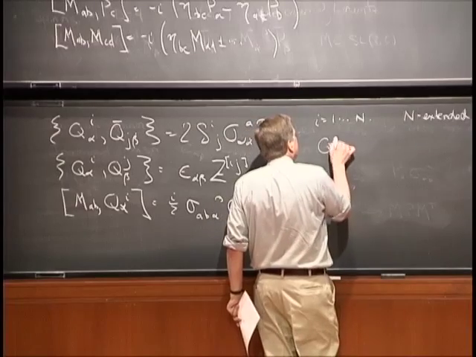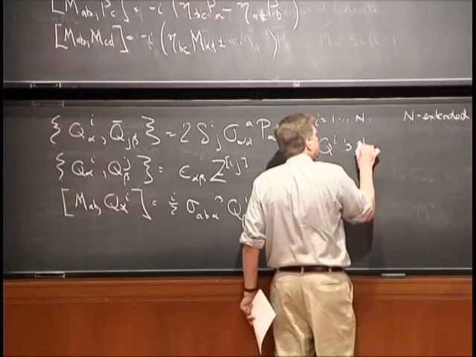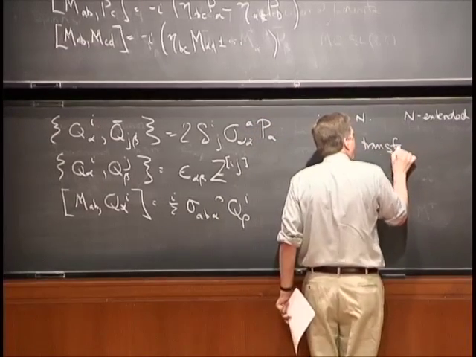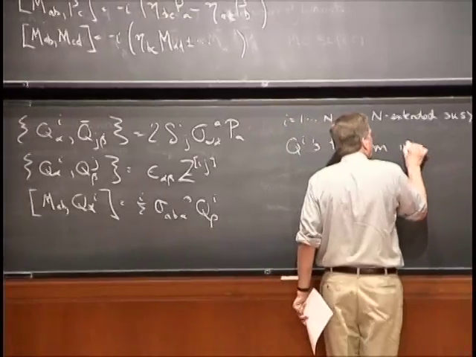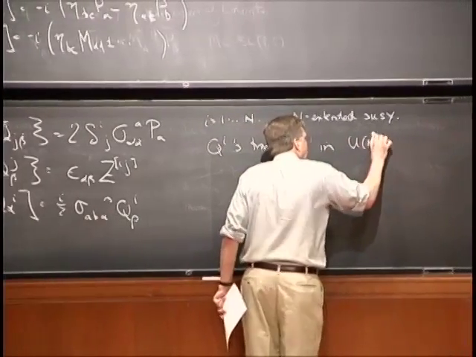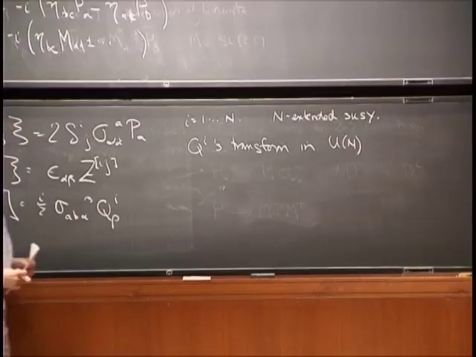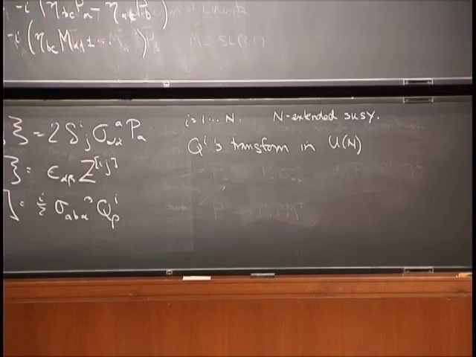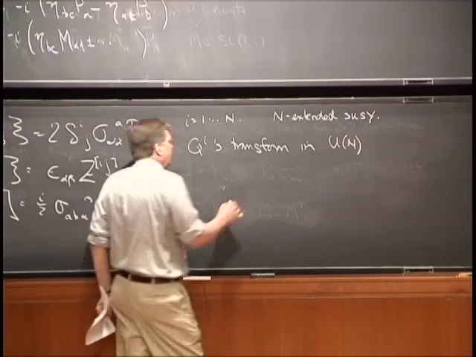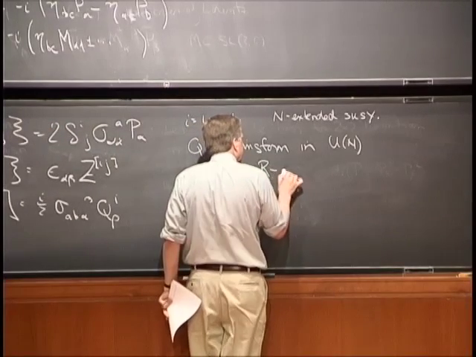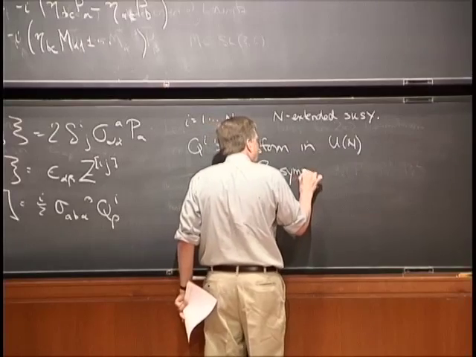The Q's transform in the fundamental of U(N). That's an automorphism group of the algebra. The algebra respects those symmetries, where the Q's transform in the fundamental and the Q bars in the anti-fundamental. It's an automorphism group, and in supersymmetry, it's called the R symmetry group.